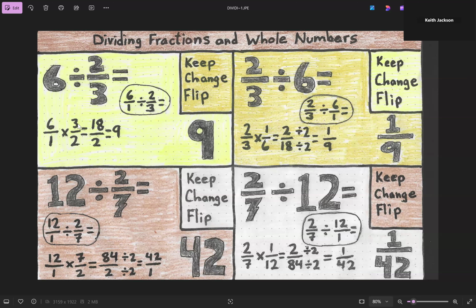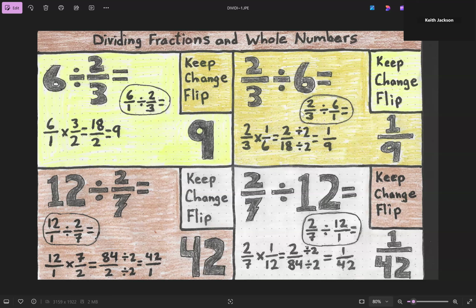And then we could simply multiply across by saying that 6 times 3 will give us 18. 1 times 2 will give us 2. 18 divided by 2 will give us 9. And so in this case, our answer is 9. But watch what happens when we go 2/3 divided by 6.